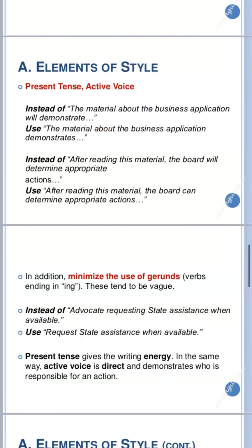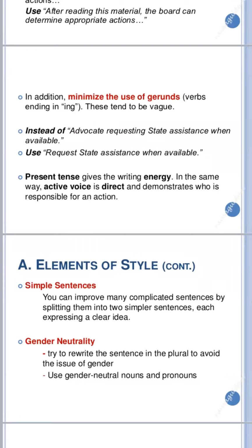Similarly, in addition, minimize the use of gerunds. Please don't try to use gerund words, the verbs that end with "ing." They always come with ambiguity. They never try to clarify your meaning. So don't try to use gerunds in your writing.